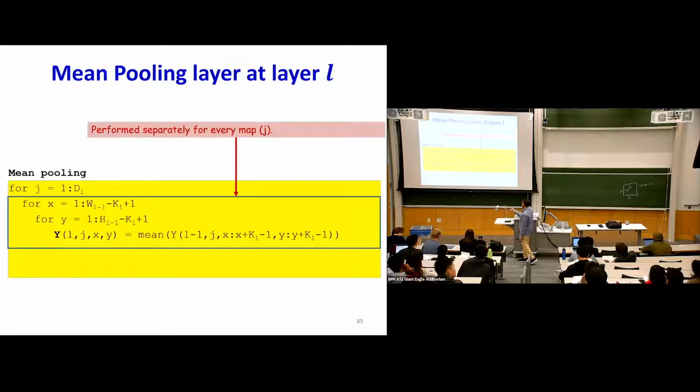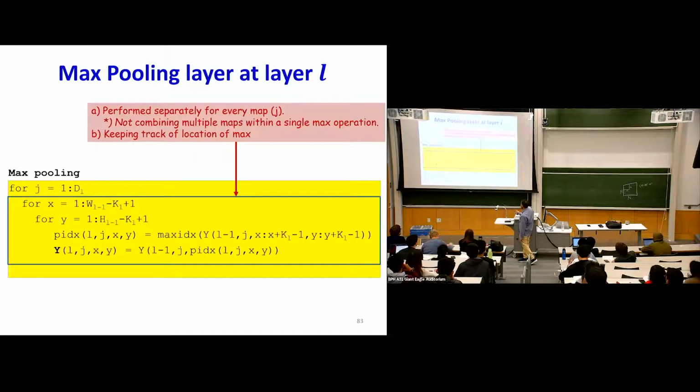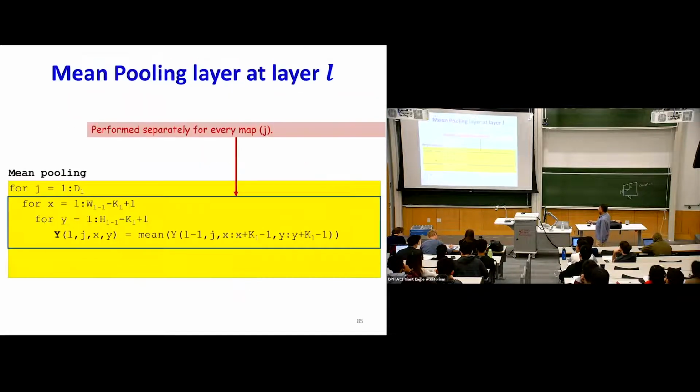So here, when I'm performing max pooling, observe something interesting. For max pooling, I first found the location of the maximum value. And then I just copied the value at this maximum location. So I kept it as a two-step process. There's a reason for this that we will get to in the next class. In the case of mean pooling, I just compute the mean and copy it over, position by position.